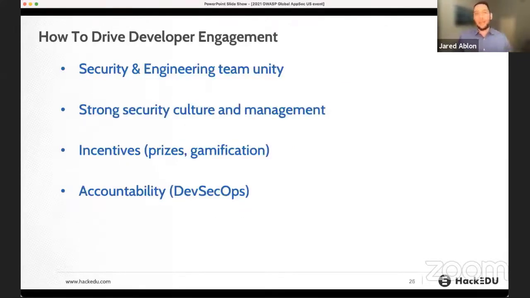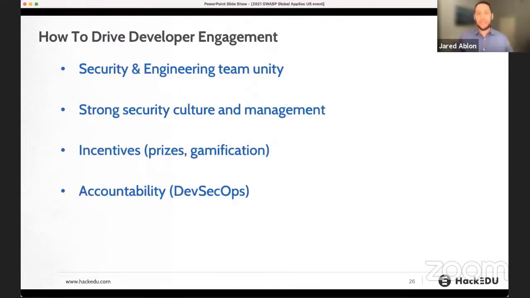So, then, we talked a little bit about how to make your training effective, things to focus on, but now how do you drive that engagement piece? How do you improve that? So one thing is having security and engineering team unity. Now this is very much organization specific. Some organizations have very good security and engineering unity. Part of it, if you have good education and you're educating the engineers on some of these things, you can help bridge the gap between security and engineering.